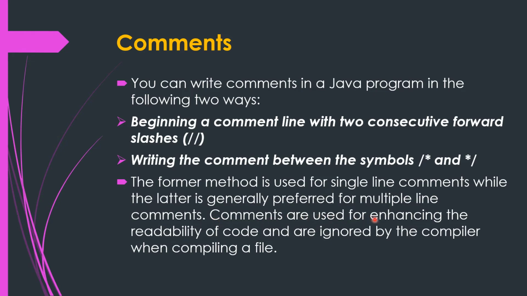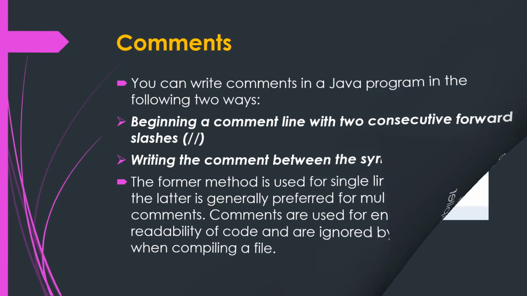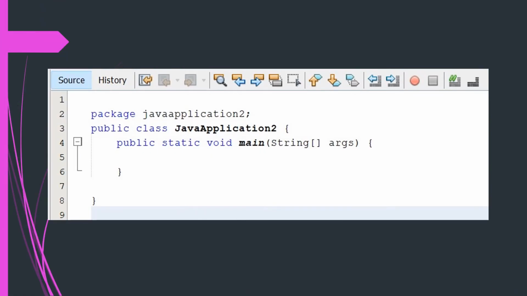Comments are used for enhancing the readability of code and are ignored by the compiler when compiling a file. It means the comments have no effect on the compiling of a program. They are ignored by the computer. Here you can see that without comments, the code looks like this.